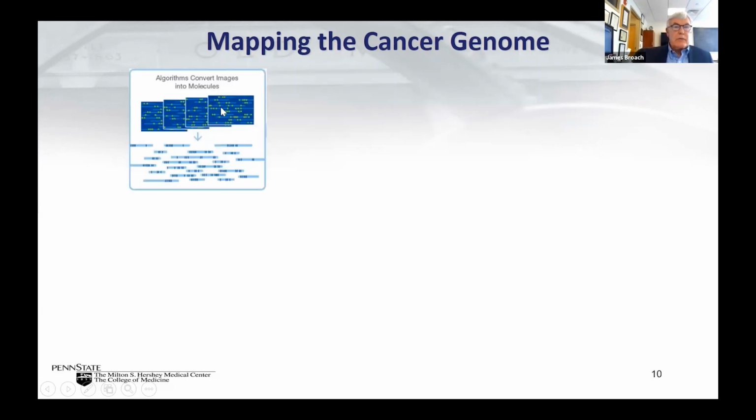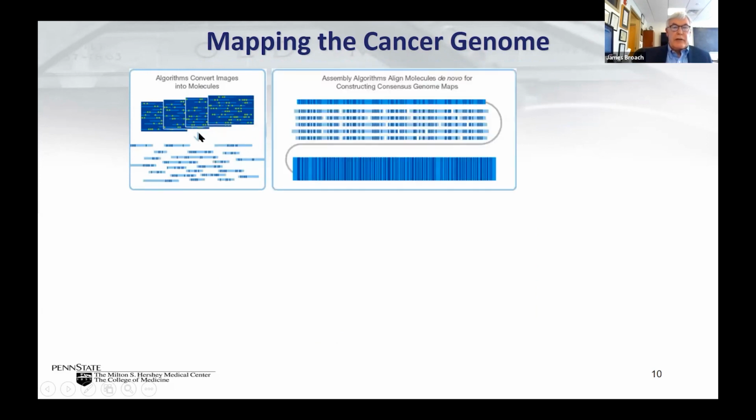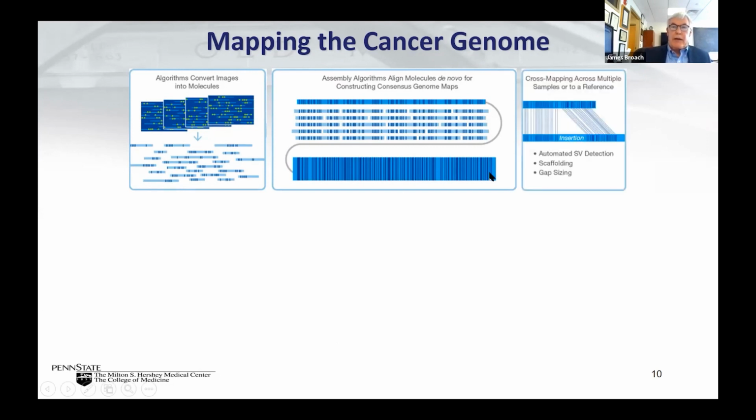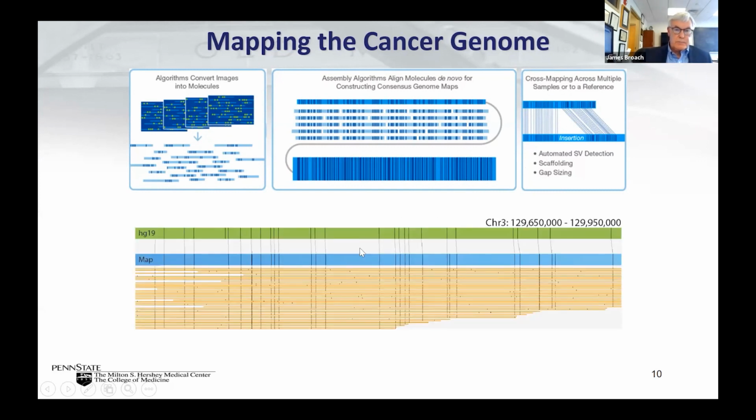So what do we do with that? Well, we take those images, digitize them, and then with those digitized images, we look for overlap. And from that overlap, we just build a consensus map. And that consensus map, we can then use to compare either to the normal genome of an individual or to a reference genome to identify insertions or deletions or any other structural variation.